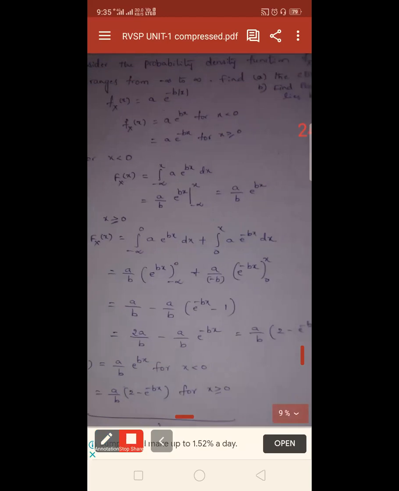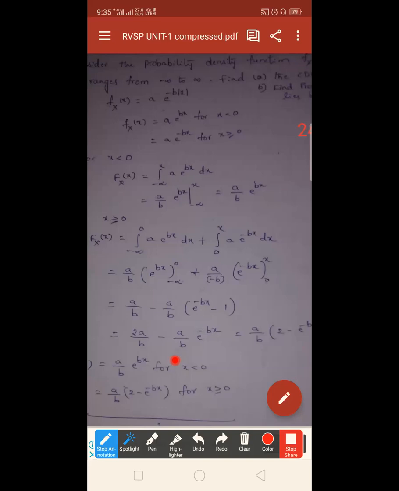Okay, so here the integral from minus infinity to x of a into e power bx dx, isn't it? Here a is constant, small a is constant, so you can write it outside. Then the integral of e power bx dx.